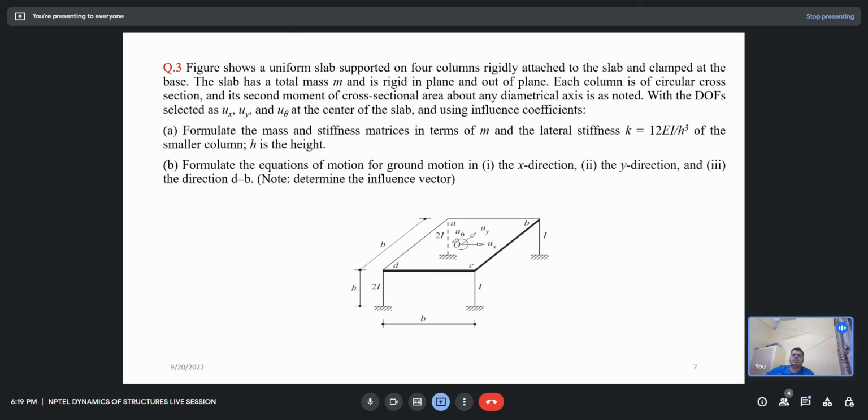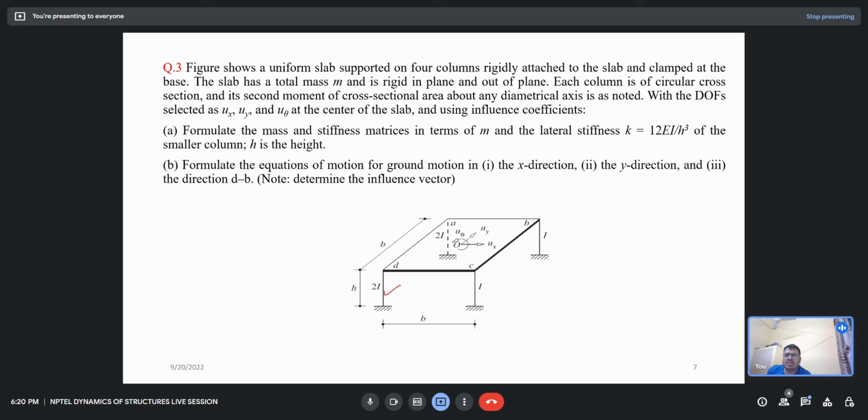This is a question about a single story building in which a slab is given and four columns are attached to the slab, and these columns are clamped at the base like a fixed support. The slab has total mass m and is rigid in the plane and out of plane, like there is no deflection in plane or out of plane. Each column has a circular cross section, and its second moment of area about any diametrical axis is given for the column.